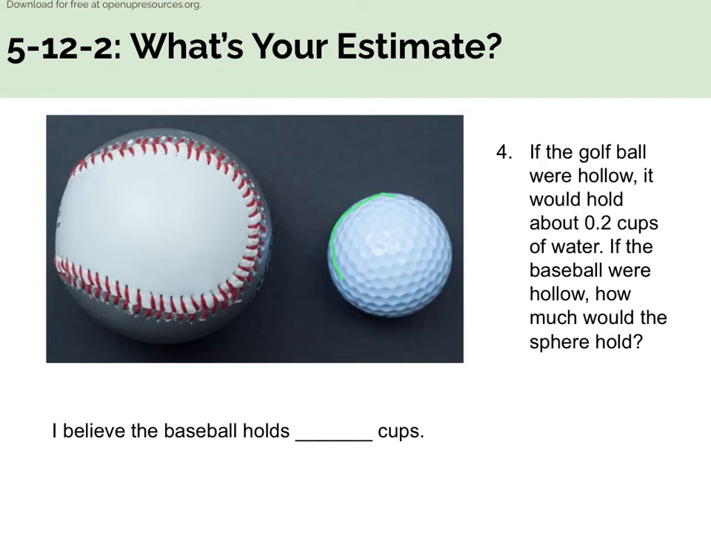All right, so we have this circle for the golf ball, and that's 0.2. We have this circle for the baseball, and it's going to be more than just double. It's almost like times 4 or times 5. I actually think it's in between 4 and 5 as far as how much bigger it is. So I'm going to say it's going to be about 0.9 cups of water compared to the other one.